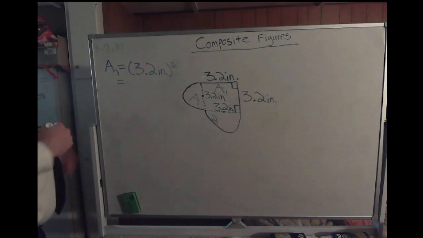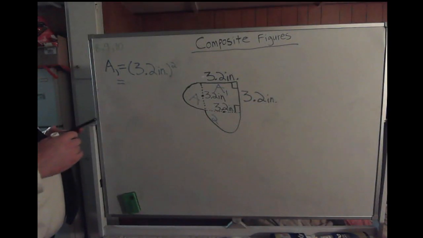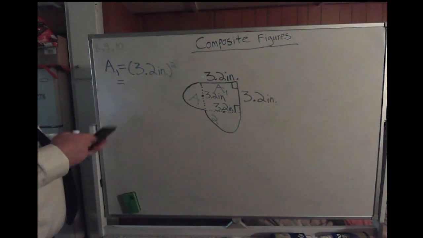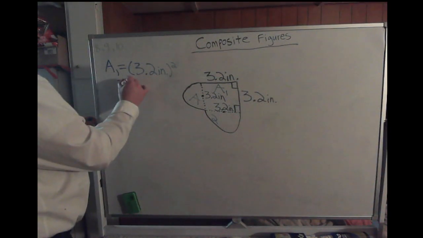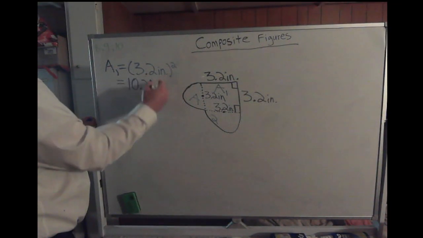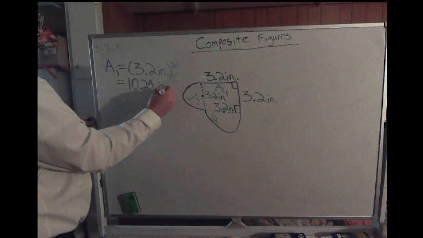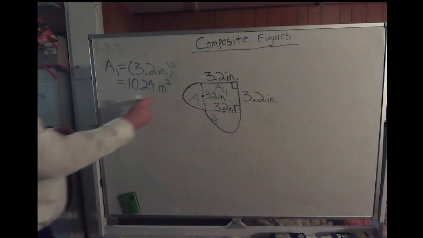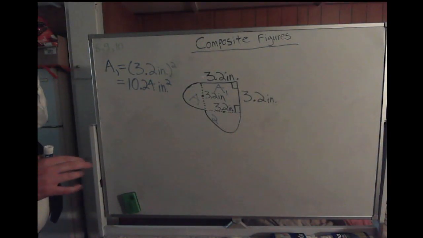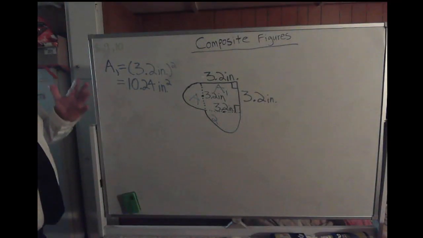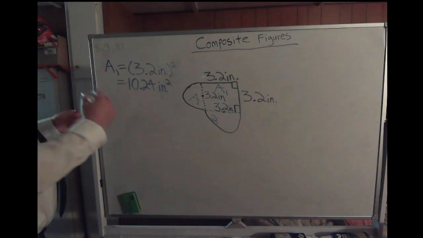So now let's find out what that is in my calculator. 3.2 to the second power is 10.24. Then inches to the second power is just that. So the area of the square is 10.24 square inches. Now we want to find the area of these two semicircles, which we can honestly just put together and make the area of one circle.